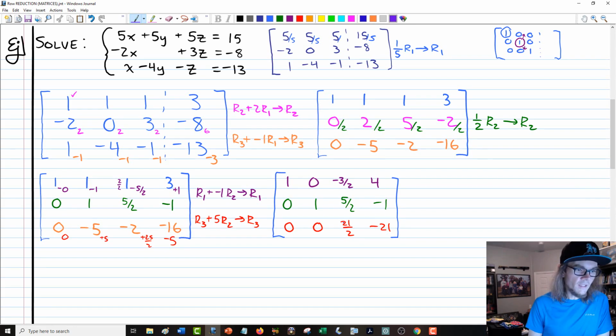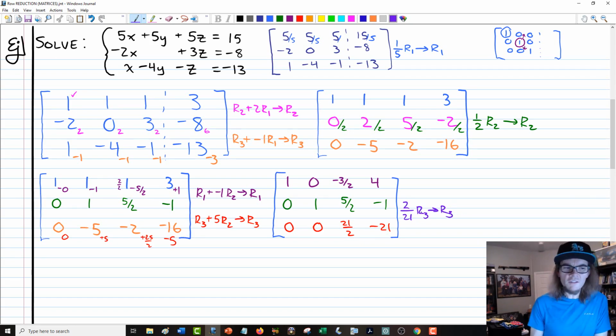And I'll tell you what, I'm seeing some issues here in that third row. I really want to get rid of those things. And more importantly, I need to get a 1 down there. So to do that, I'm just going to go ahead and straight up multiply by whatever it would take to transform this 21/2 into a 1. And specifically, that's going to be 2/21 times row 3 is going to become our new R3.